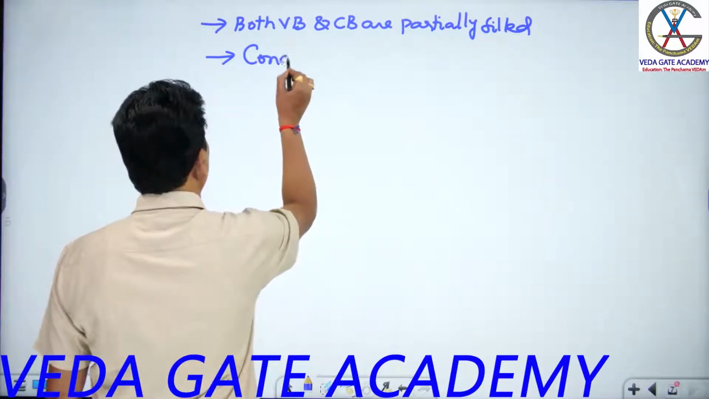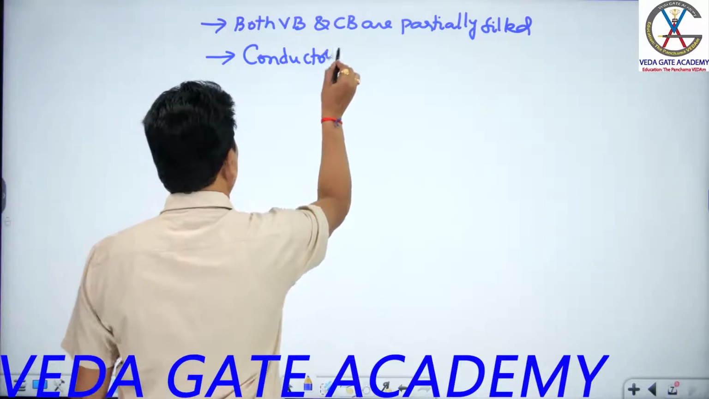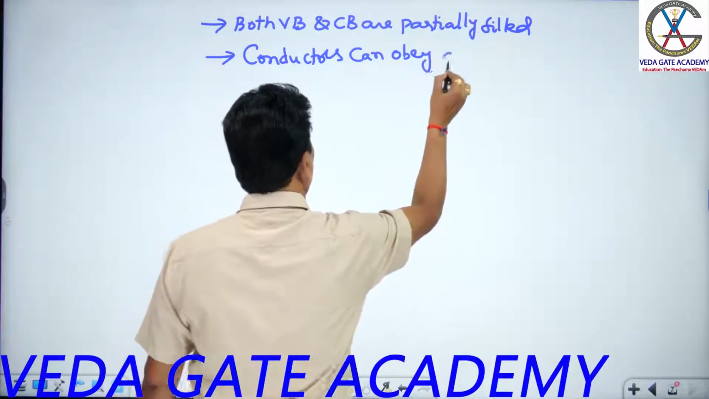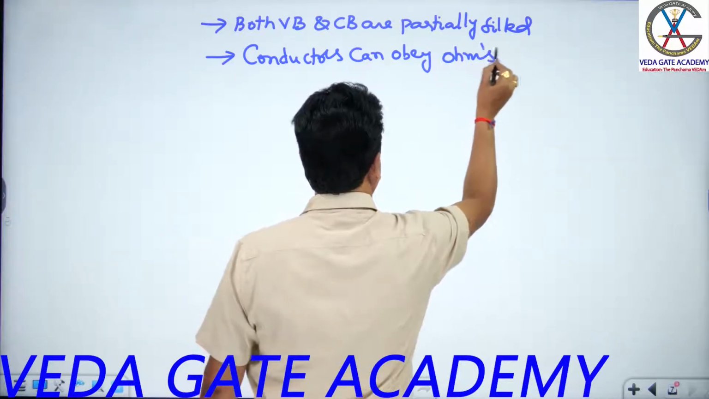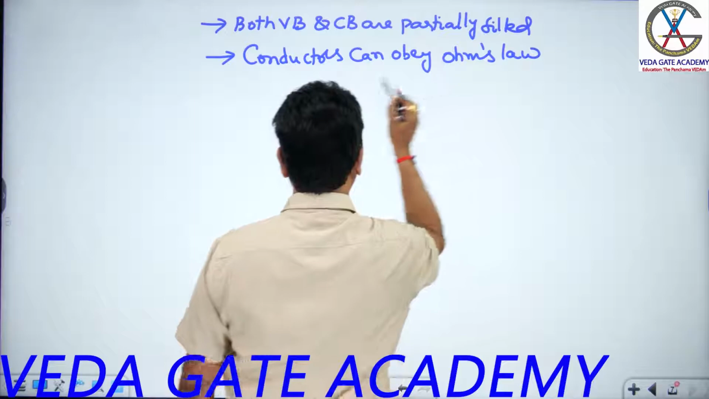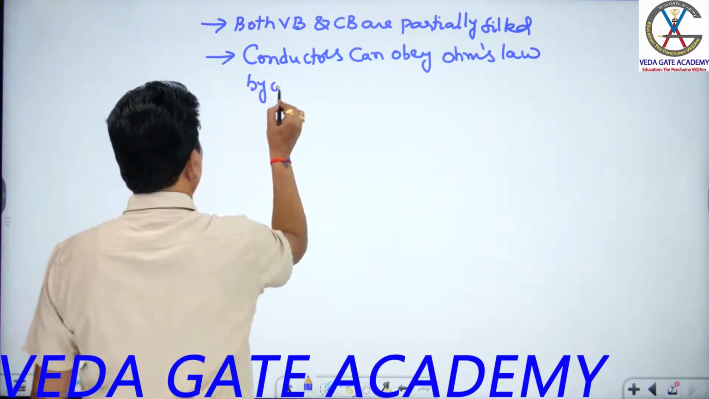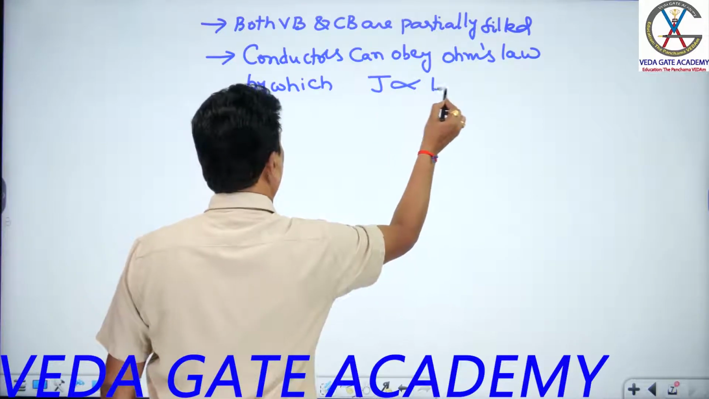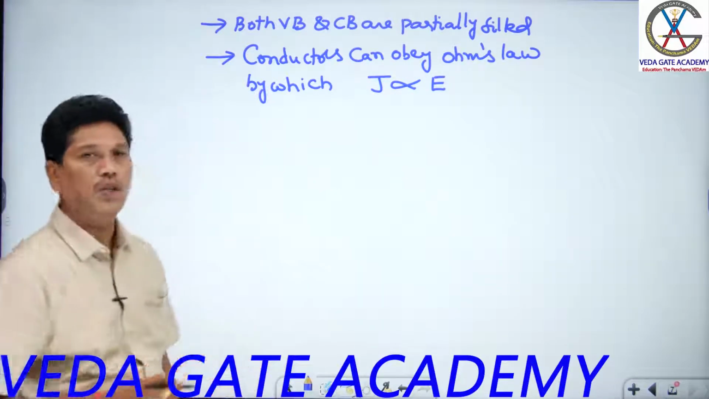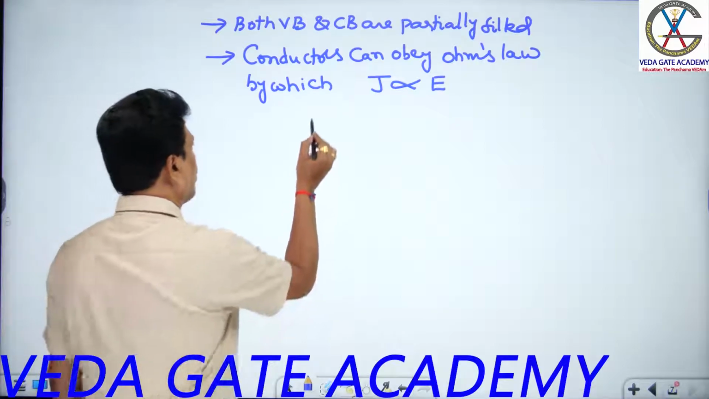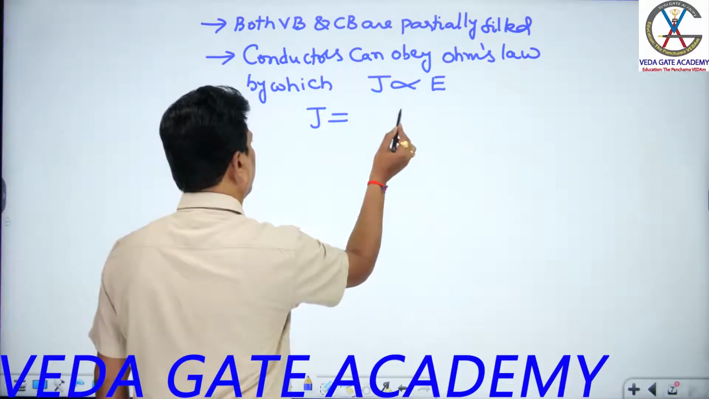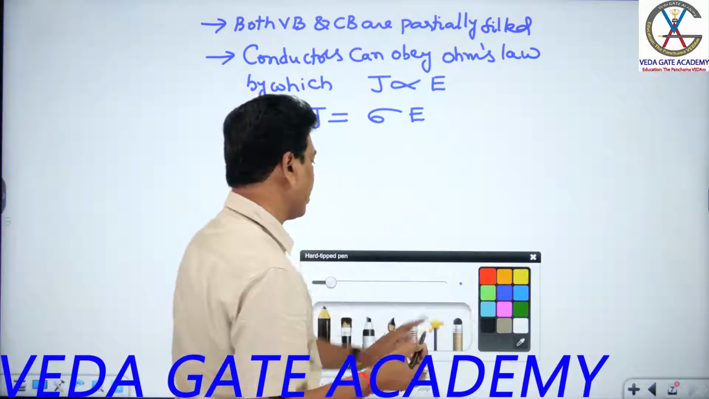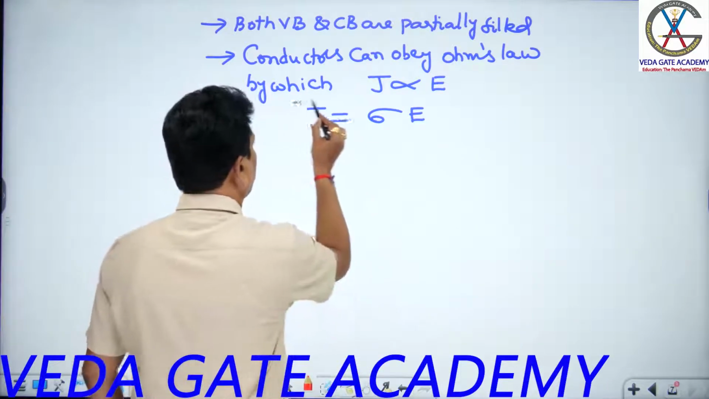What I told, students? Conductors can obey Ohm's law, by which J is proportional to E, students. What is that J proportional to E, sir? J equals sigma E. What is that sigma, students? Sigma stands for conductivity.